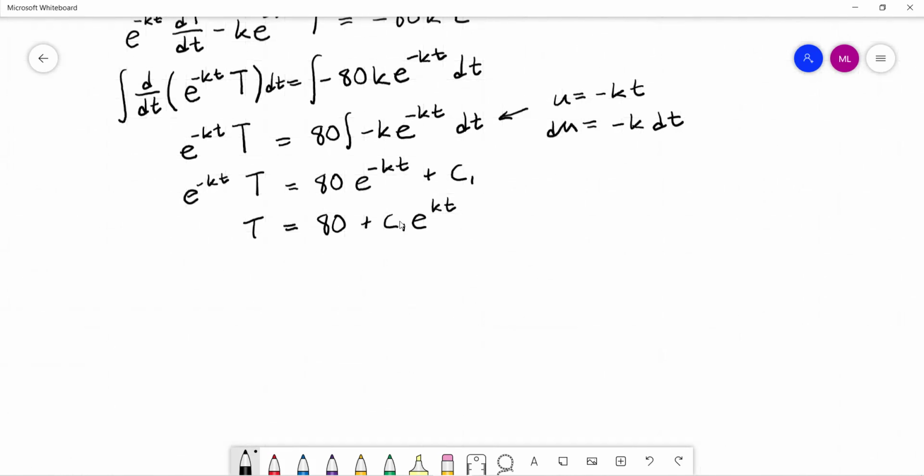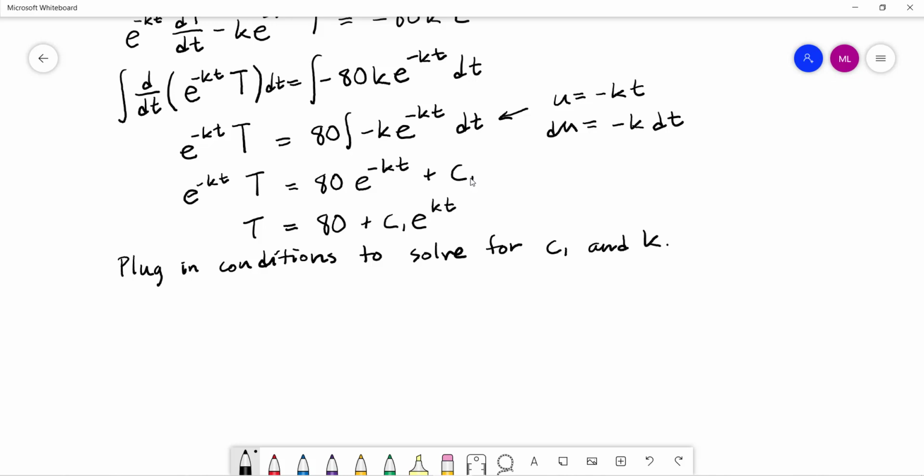So we'll use the initial condition. The initial condition will give us this value C1. And then we'll use the second condition after 10 minutes, and that'll be enough to give us the value of k. So plug in the various conditions that are given in the problem, that additional information, to solve for C1 and k.